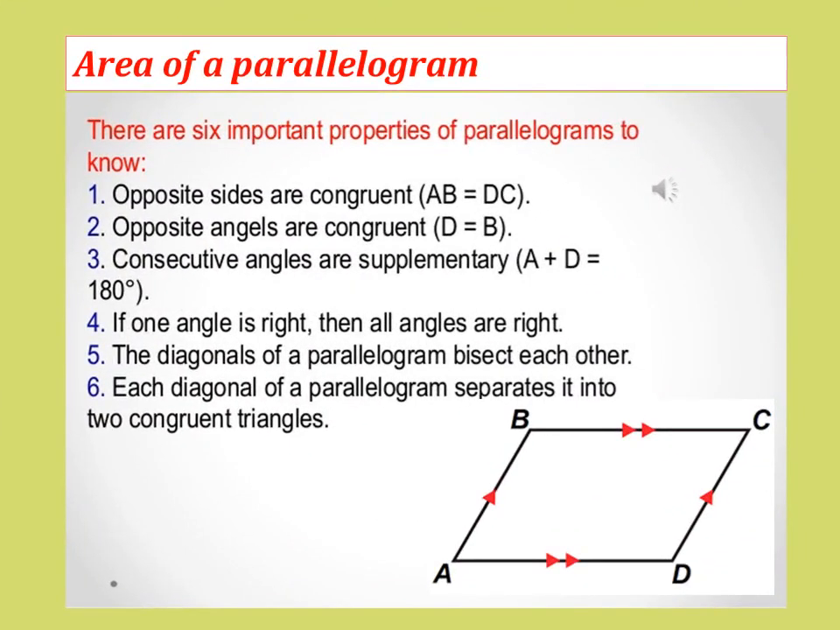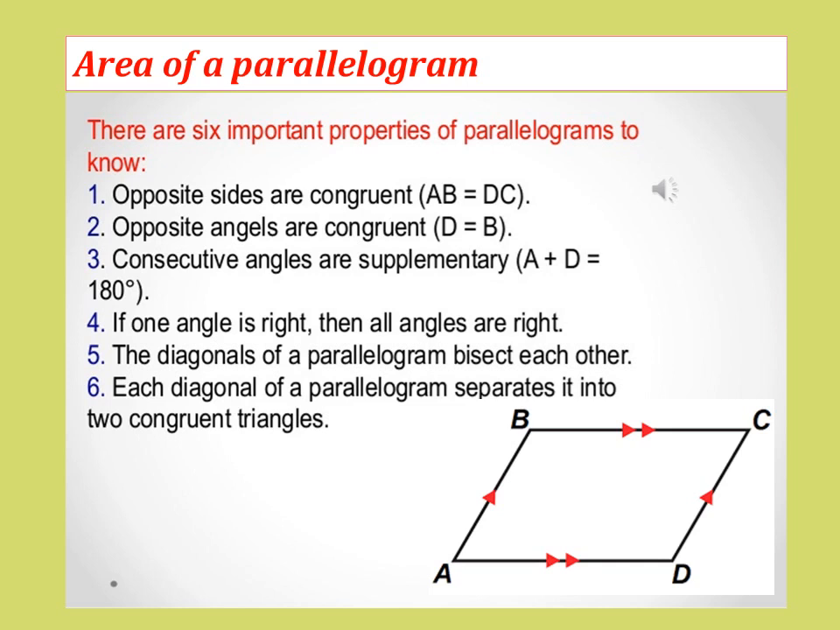Let us look at the area of a parallelogram. When we talk about the area of a parallelogram, there are 6 important properties we need to consider, and I'm sure they are not very new. Number 1, the opposite sides are congruent, meaning if it is in the parallelogram below, side AB has the same length and the same direction as DC. And the length AD is congruent to BC.